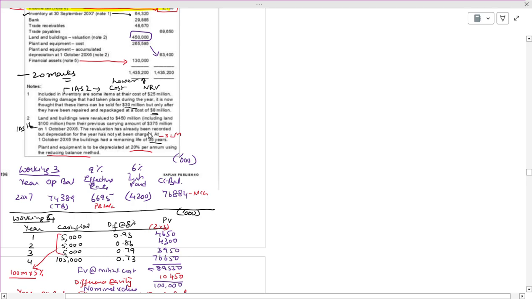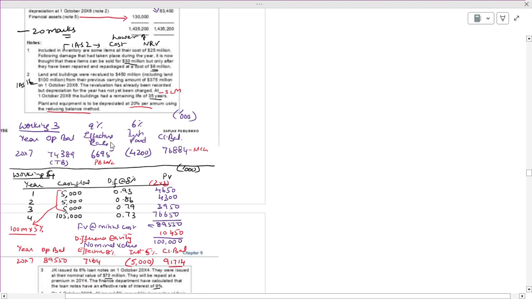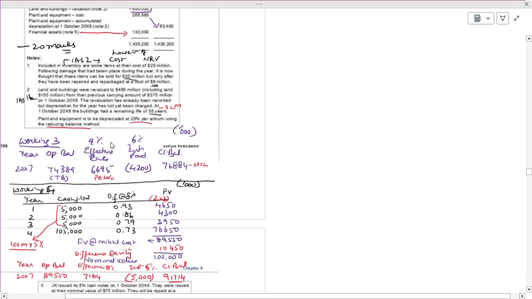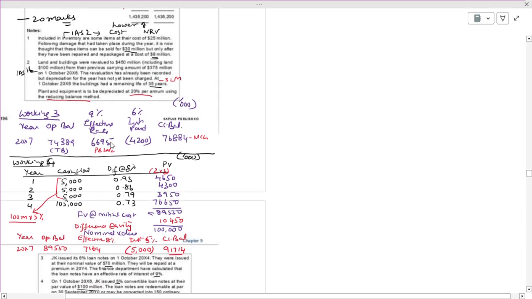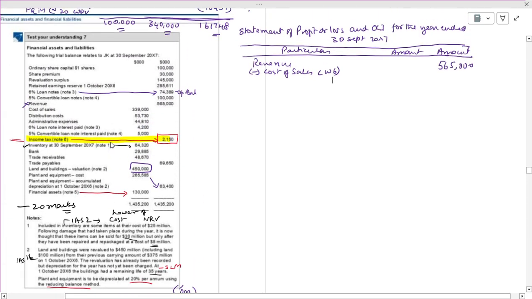Carrying amount, the valuation recorded, but depreciation not charged. Is this the one? Okay, fine. Cost of sales. Here only we will write. We don't need that. We can write here only. Is it given in the trial balance? How much is in the trial balance?